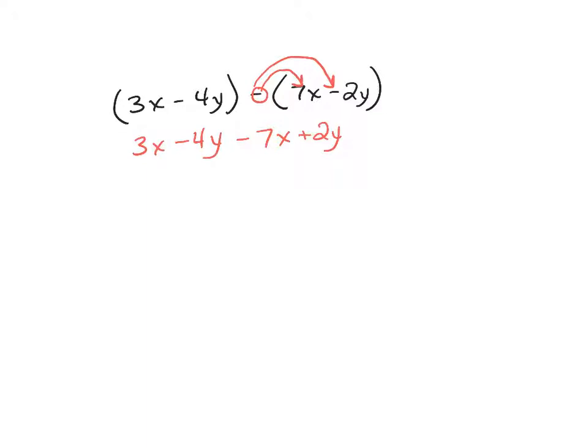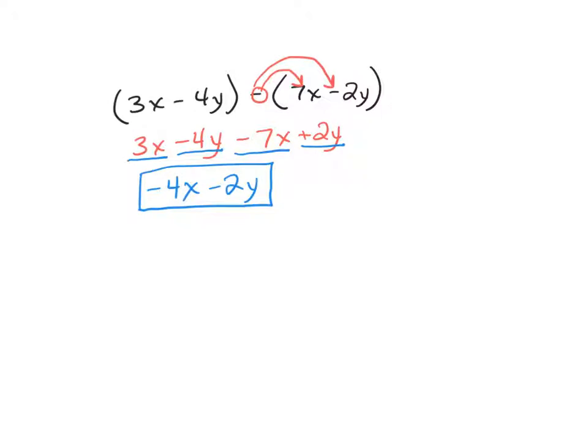Now I'm going to go through and combine anything that I can combine. I have a 3x subtract 7x, which is a negative 4x. I have a negative 4y plus 2y, which means I have minus 2y. So the final answer to this problem is a negative 4x subtract 2y.